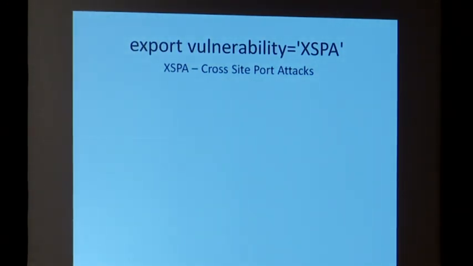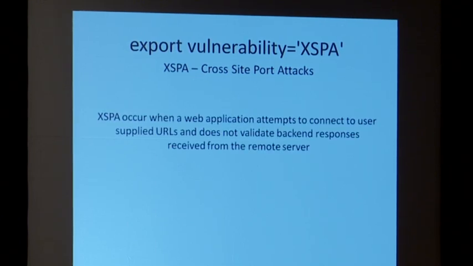Then I found this vulnerability in a bunch of other places, and later I found that you could not only limit this vulnerability to port scanning servers, but you could also do a lot of other attacks on the internet. I generalized this whole vulnerability as cross-site port attacks. So when does it occur? Cross-site port attacks occur when a web application attempts to connect to user-supplied URLs and does not validate backend responses.